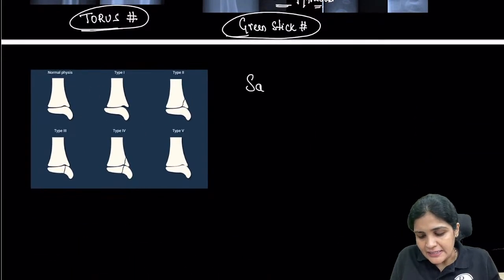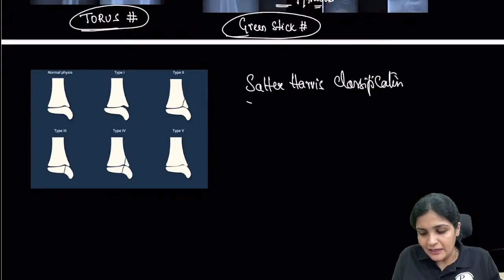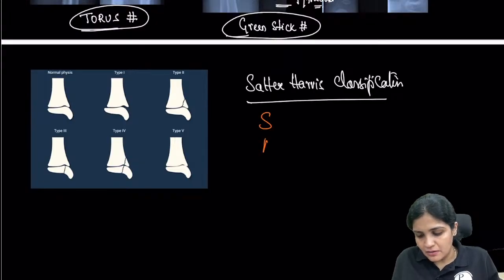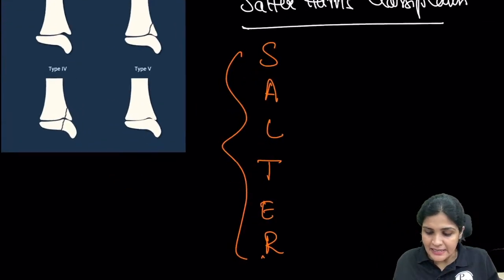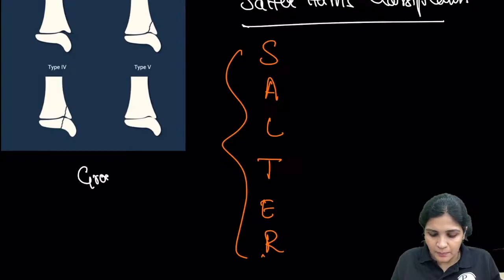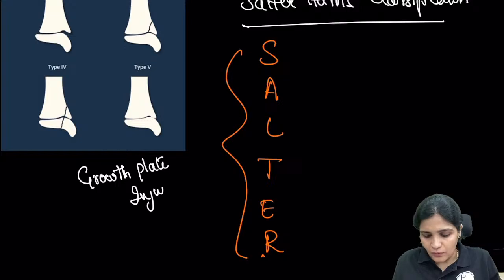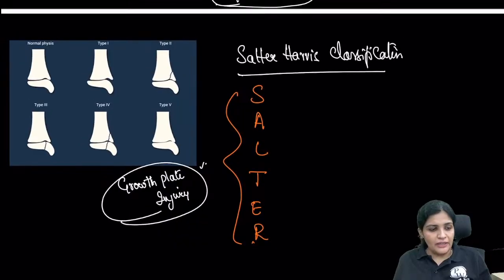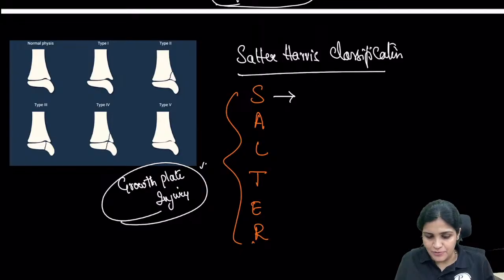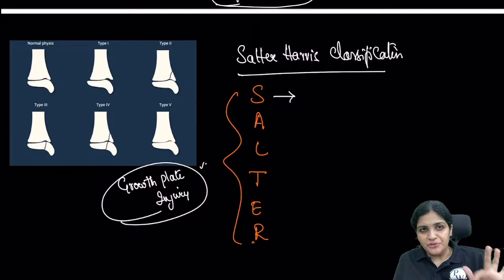And now this is the Salter-Harris classification. So this is also very, very important. I'll tell you in a very easy way. Just 2 minutes. So it is Salter-Harris. And what is this type of fracture? It is a growth plate injury. Okay. So whenever there is involvement of the growth plate, you have to take the help of this Salter-Harris classification. So here the mnemonic is easy. You have to write the word Salter, and there are 5 types to it, right? Type 1, type 2, type 3, type 4, and type 5.